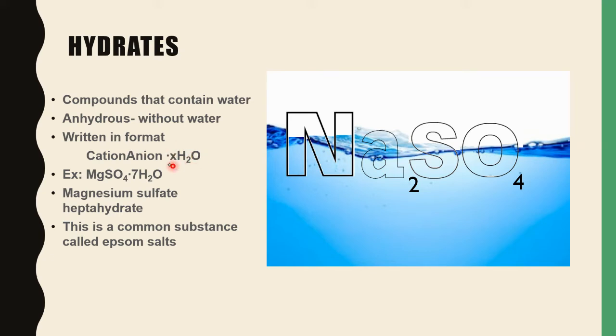So for every magnesium atom and for every sulfate anion, a polyatomic ion, there's 7 waters stuck around it, 7 water molecules, to make Epsom salt. So that's what Epsom salt is. And we would call that magnesium sulfate heptahydrate because there's 7.